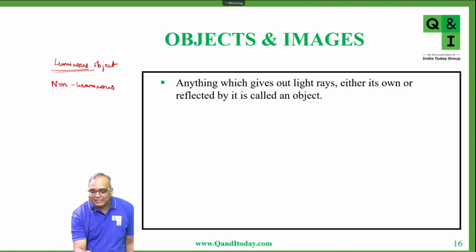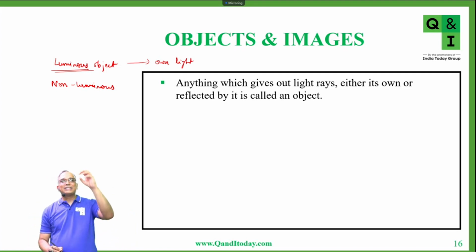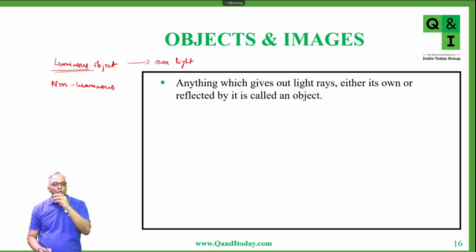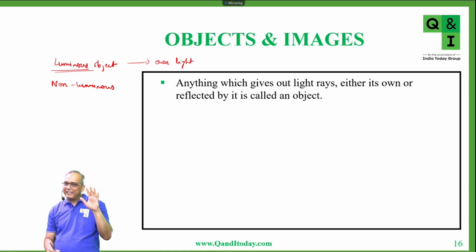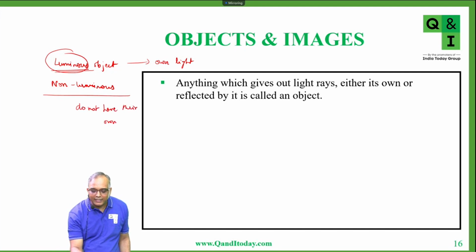So luminous objects are those which have their own light. For example, a candle, a bulb, a tube light. All of these have their own light and that's why they will be called luminous objects. Non-luminous are those which do not have their own light.